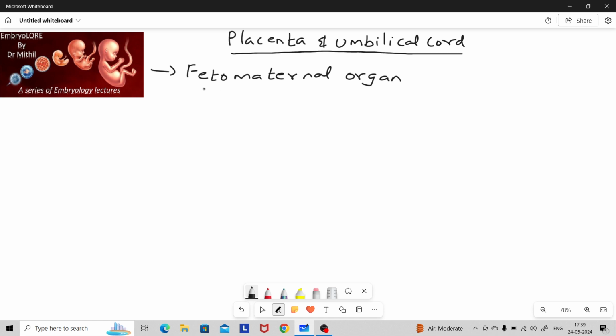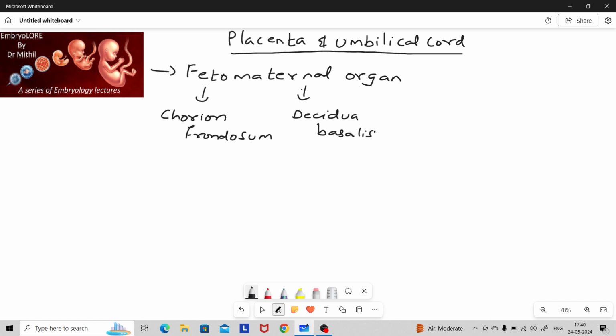The fetal component is derived from the chorion frondosum, for which I will be drawing a diagram in a while. The maternal component is derived from the decidua basalis. This is an important MCQ: the fetal component of the placenta is derived from the chorion frondosum, and the maternal component of the placenta is derived from the decidua basalis. So these are the sources from which they are derived.